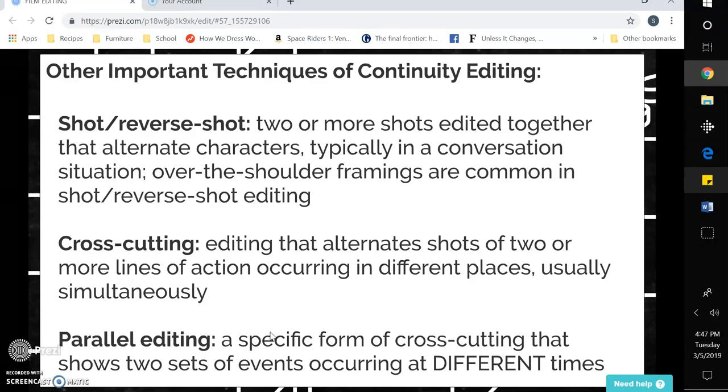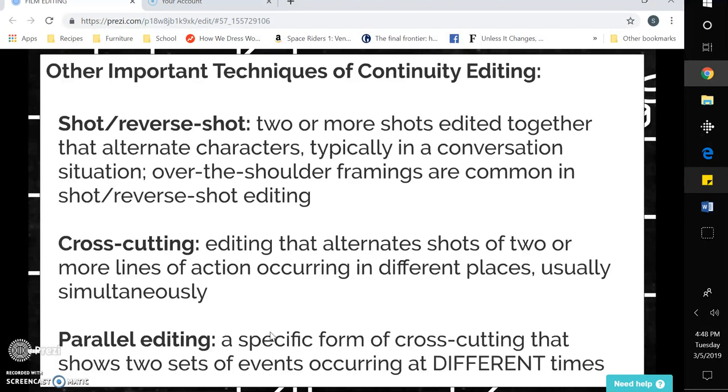And this helps build tension by alternating these shots of two different lines of action, the villain tying down the damsel in distress, the other action being the hero rushing off to the rescue, but they're occurring in different places. We know, however, that they're occurring simultaneously, and that the closer the villain gets to completing the deed, the closer the hero gets to saving the girl. So this is an example of cross-cutting.